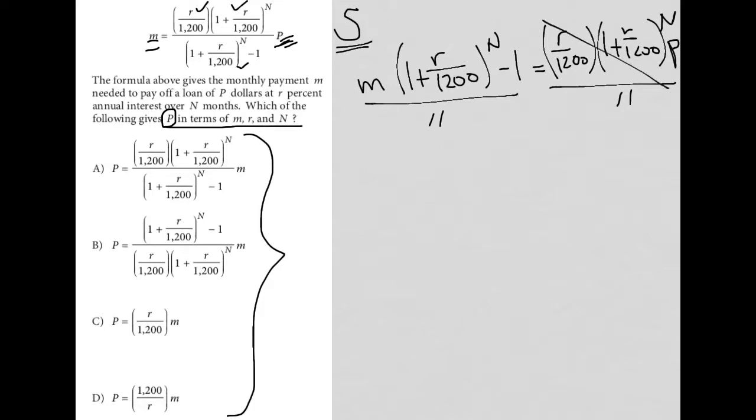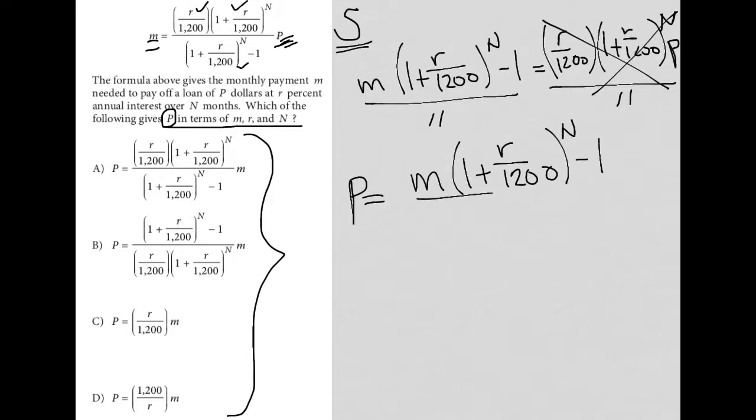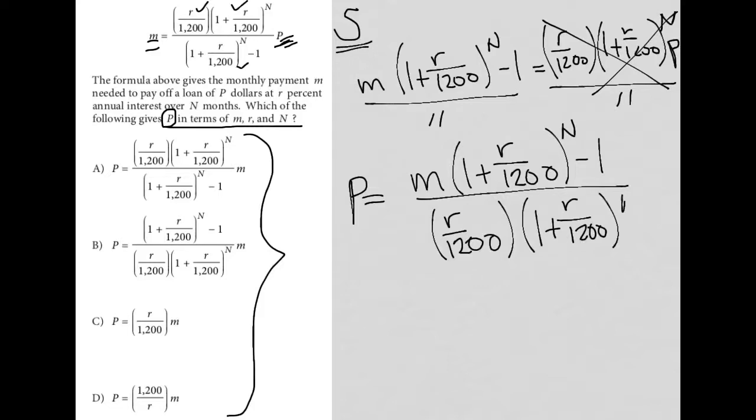I will then cross this out, which leaves P alone, so P equals. And then I'd still have my numerator as the M times parentheses 1 plus R over 1200 to the N, and then minus 1, but all that will be divided by what I had in front of P a few moments ago, which is R over 1200 times 1 plus R over 1200 to the nth power. So I've just successfully isolated P.